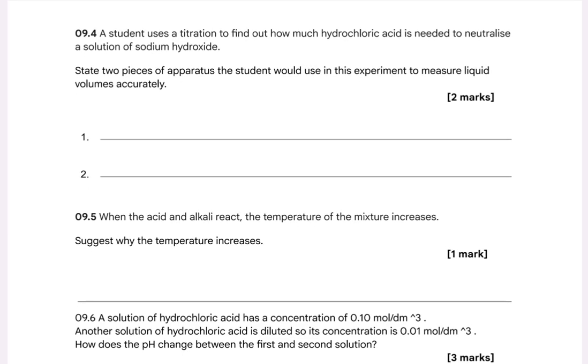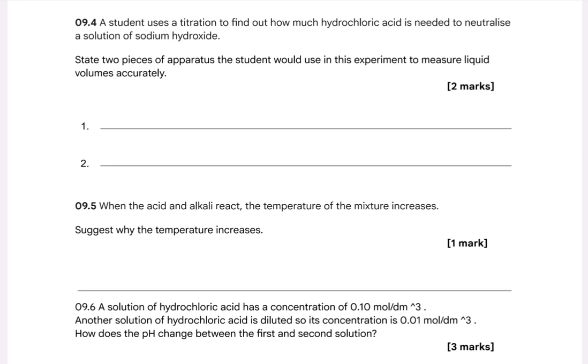So 9.4, a student uses a titration. Definitely something a little bit more higher tier here, but a type of experiment that we can use to generate concentrations of acids and alkalis. But this question is asking us for pieces of apparatus which allow us to measure volumes, so it can turn up on any type of paper really.